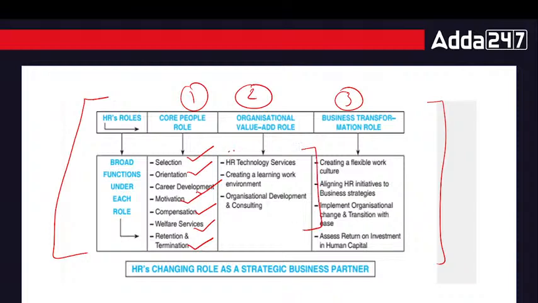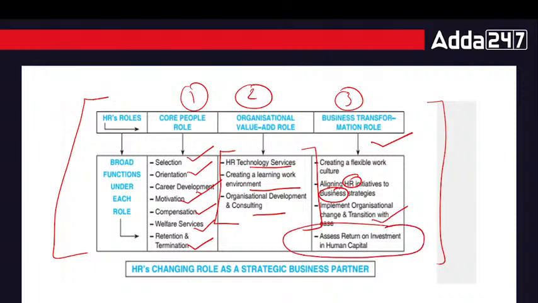Second one is what? That is organization value added role. What do we have here? We have HR technology services, creating a learning work environment, organization development and consulting. Then the third one is the business transformation role. Now, what exactly is a business transformation role? It is creating a flexible work culture, aligning your HR activity with the business activity, transition with the case, and you have to assess the return on human capital. So core people role is just the basic role.